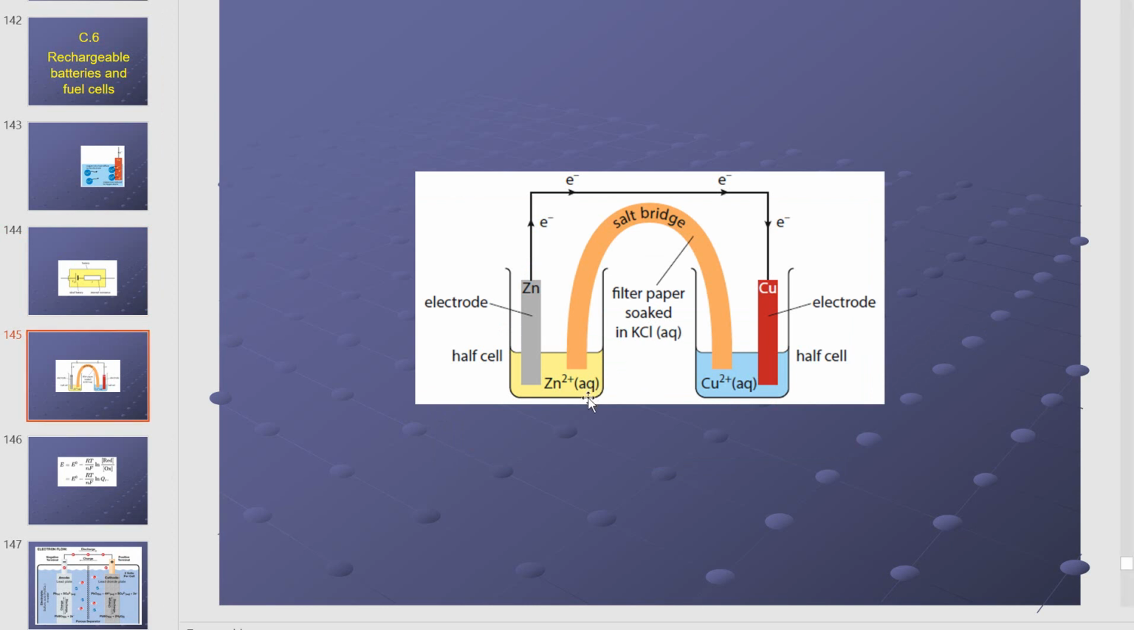Again, if you happen to know which is the anode and cathode, conventionally we typically put anode on the left side, cathode on the right side. Keep in mind electrons only travel through the wire. Electrons never jump into solution. The only things moving around solutions are your salt bridges and your ions.